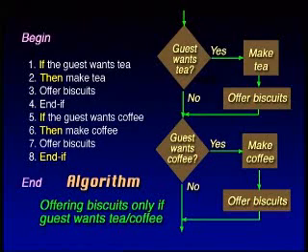Now, the next algorithm is offering biscuits only if the guest wants tea or coffee. If the guest wants tea, then make tea and offer biscuits, end if. If the guest wants coffee, then make coffee, offer biscuits, and end if. If you see this algorithm very carefully, you are offering biscuits only if the guest is taking either tea or coffee, which means you're asking the guest whether he wants tea or not. If he says yes, then you're offering tea and biscuits. Then you're asking whether the guest wants coffee or not. If the guest says yes, then you're offering coffee and biscuits, and then you're getting out, which means that if the guest does not want either tea or coffee, the guest is not getting any biscuits. But if the guest wants any of tea or coffee, then the guest is getting biscuits.